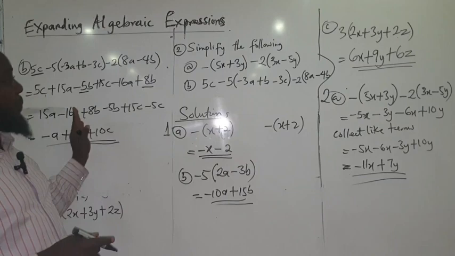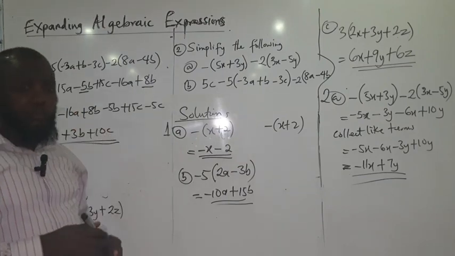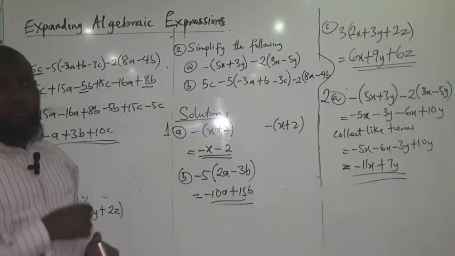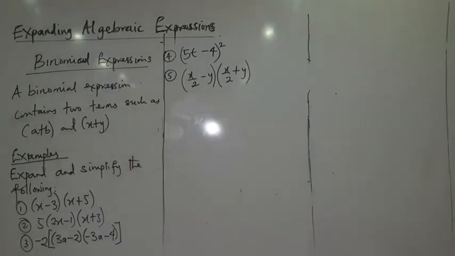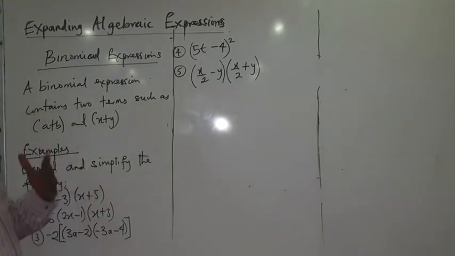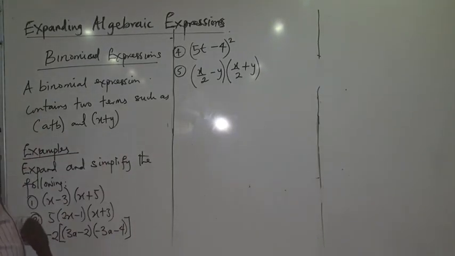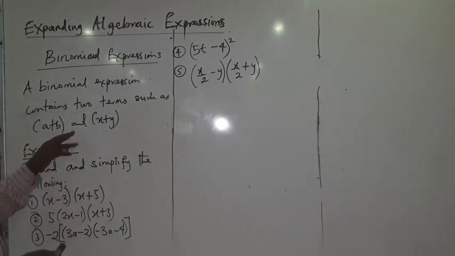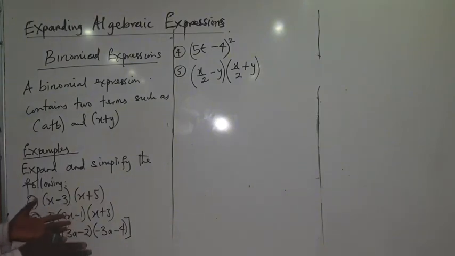So we look at the second part where we talk about binomial expression, whereby we want to multiply brackets, two brackets together. So let's look at that now. Alright. So binomial expression, that is multiplying brackets by another bracket. A binomial expression contains two terms such as a plus b and x plus y, something like that. Just like you have it in this example here.